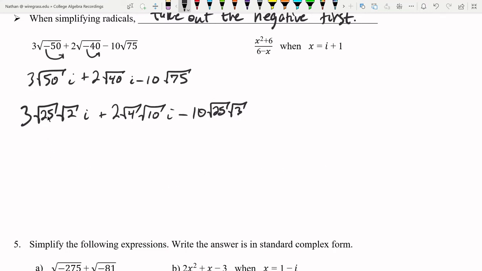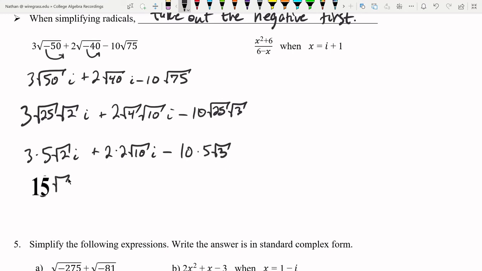Okay, so now the square root of 25 is 5. The square root of 4 is 2. The square root of 25 is 5. Root 2i plus 4 root 10i minus 50 root 3. And there is no like term here. We can't combine anything. I can, however, write this in standard form. That would be like this.